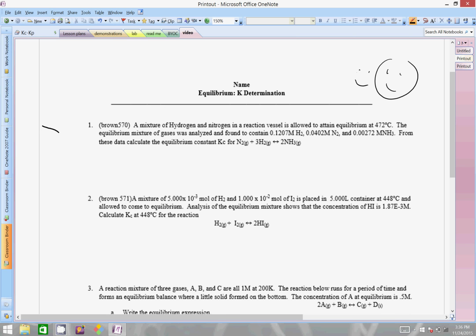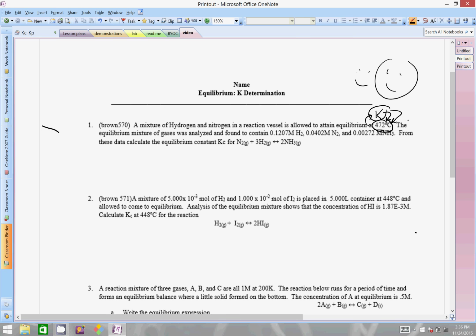Quick video. Well, this one might take a little bit longer, but on calculations involving the equilibrium constant K, involving Kc and Kp. Alright, so a mixture of hydrogen and nitrogen in a reaction vessel is allowed to attain equilibrium at 472. Keep in mind this temperature is only here because the K is dependent on that temperature, meaning that if we change the temperature, the value of K will change. The only way K will change is if we change the temperature.